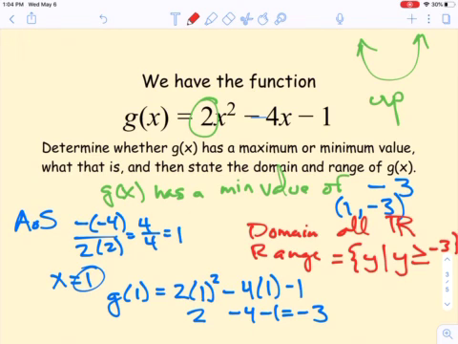All right, so you kind of get an idea about what's going on here. You're using that negative b over 2a equation that we learned in the previous video to find your axis of symmetry. And then once you do that, you find your vertex. Your vertex is going to be your minimum or your maximum. And if you can remember that, you're in good shape. Domain and range kind of follow suit after that.